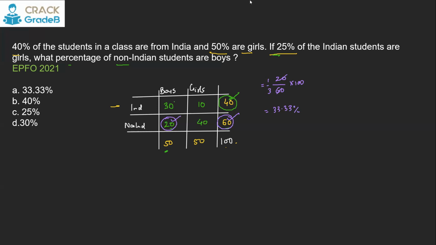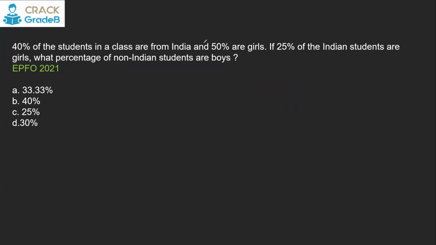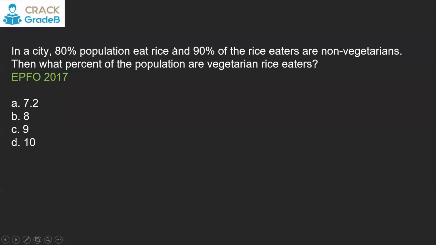Let's see one more such question. Okay, consider this. In a city, 80% of the population eat rice, and 90% of the rice eaters are non-vegetarians. Then what percent of the population are vegetarian rice eaters? Same, exactly the same question. That means this is a typical type of EPFO question.